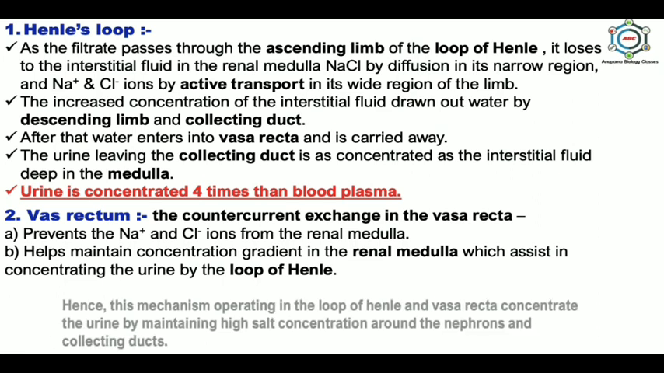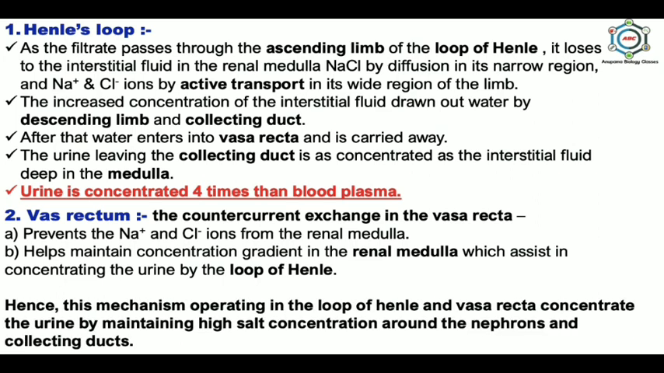Hence, this mechanism operating in the loop of Henle and the vasa recta concentrates the urine by maintaining high salt concentration around the nephrons and collecting ducts, and the production of hypertonic urine conserves body water. So this is the complete mechanism of countercurrent and the concentration of urine.